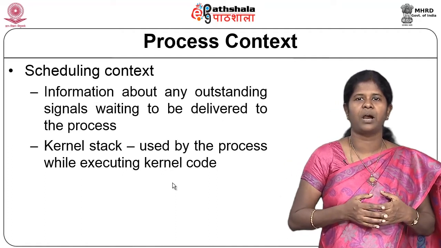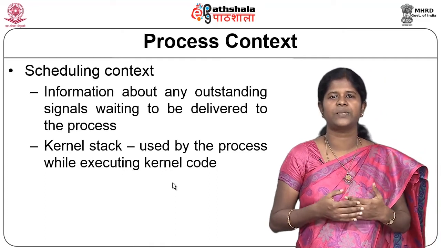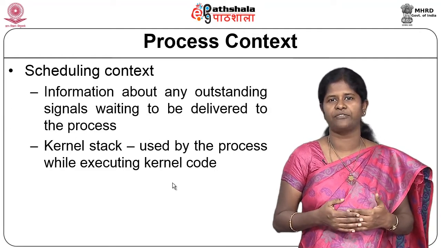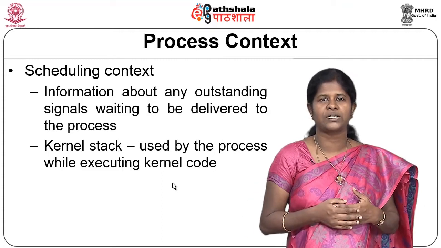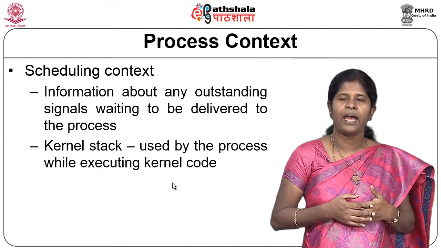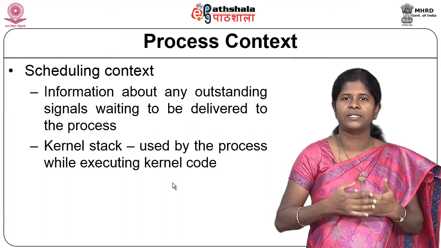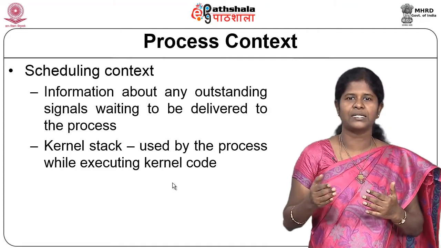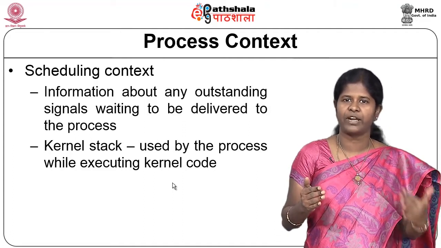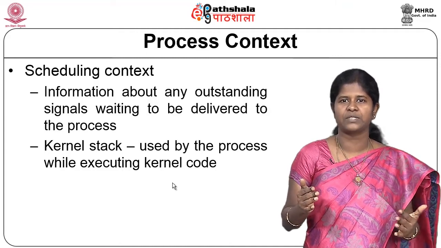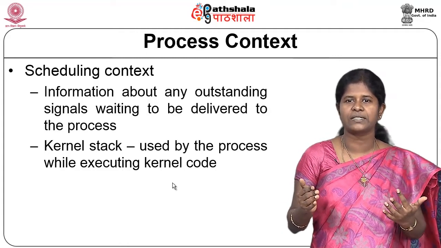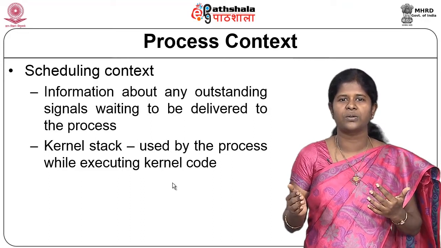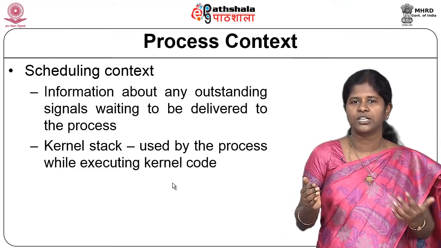Then we have information about any signals that are waiting to be delivered to the process. Signals or notifications can be sent to a process about the happening of an event, and they can be sent from one process to another, or from the kernel to a process. If there are signals that are pending, which have to be notified to a particular process, so the signals have been sent but the process has not yet received them, then this information also comes under the scheduling context.